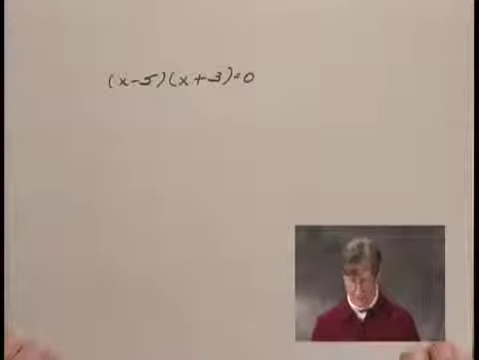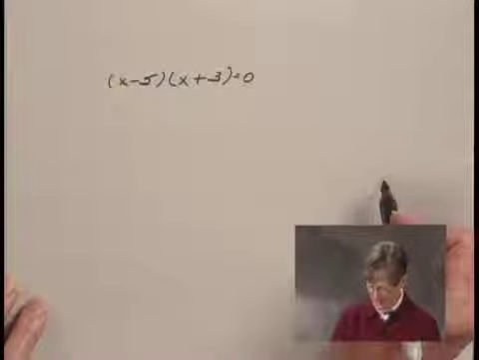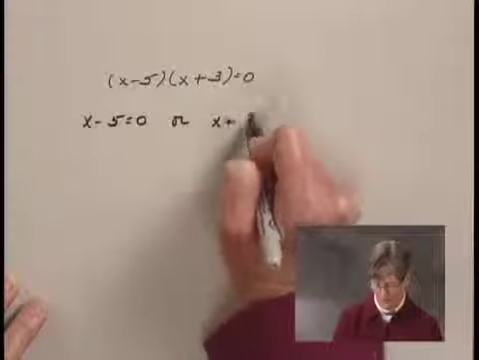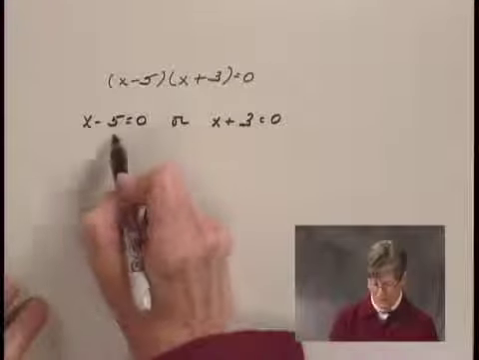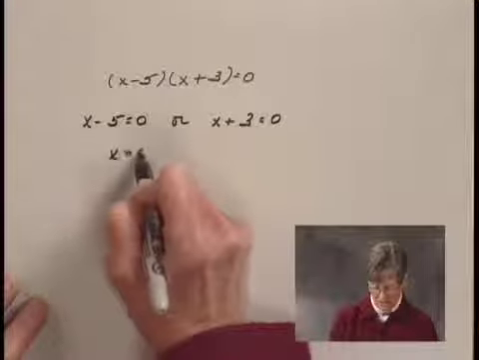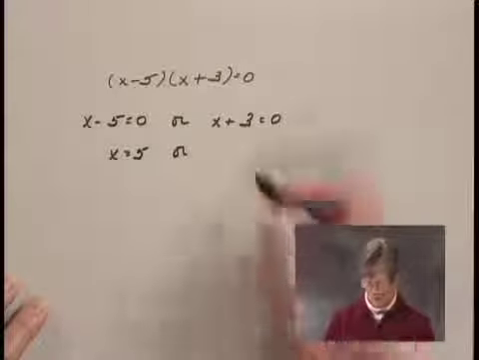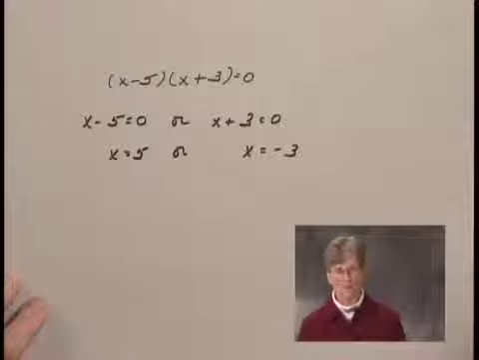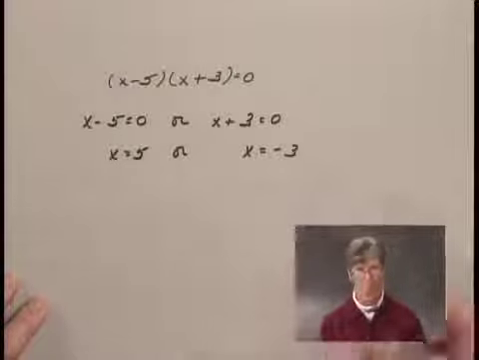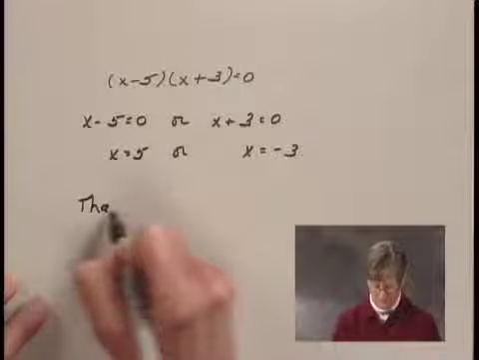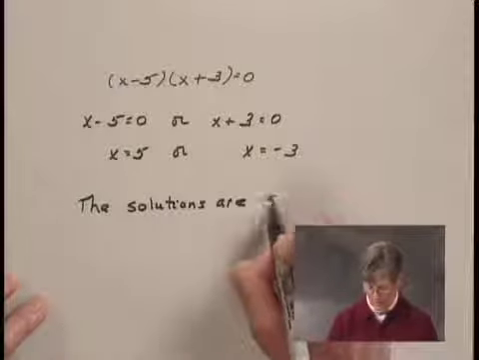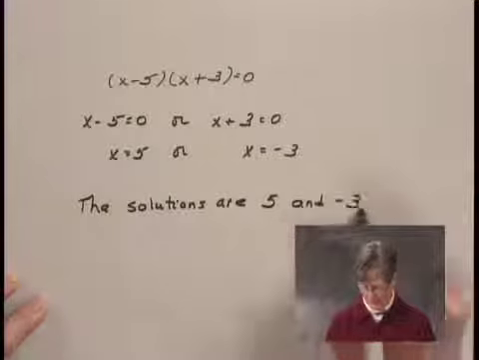Now we're ready to use the principle of zero products to solve this. This is the factored form that we had. And the principle of zero products tells us that x minus 5 is equal to 0 or x plus 3 is equal to 0. If I add 5 on both sides here, I get x equals 5. And here, subtracting 3 on both sides, I get x equals negative 3. And if we would go back to the original equation and check each of these numbers, we would find that they both check. So we say the solutions are 5 and negative 3.